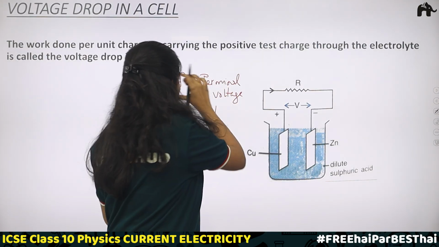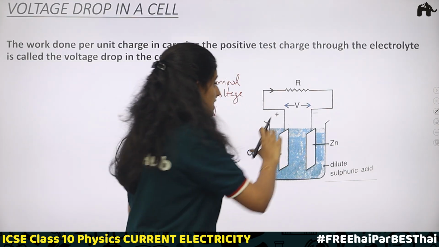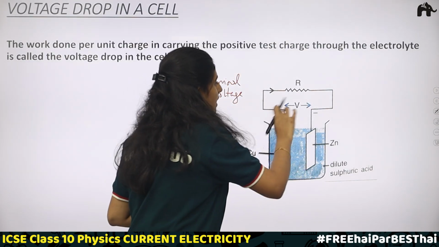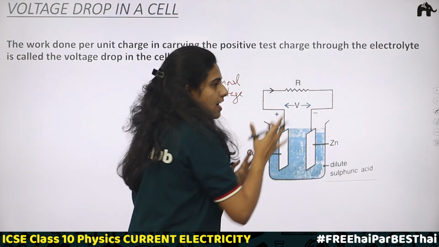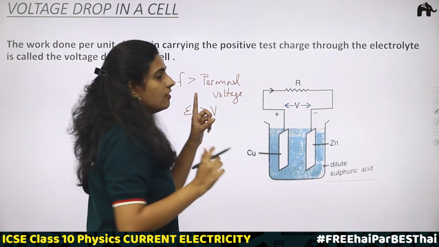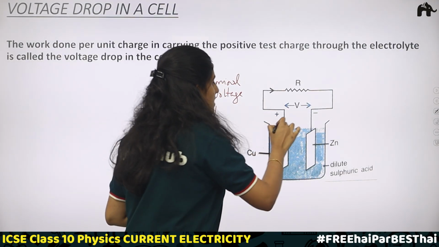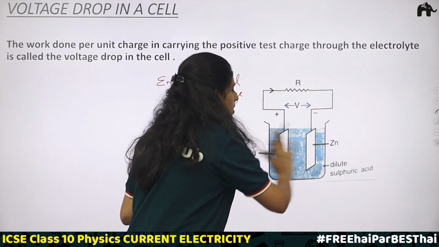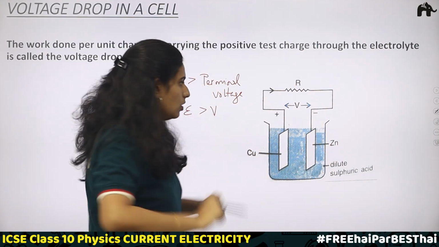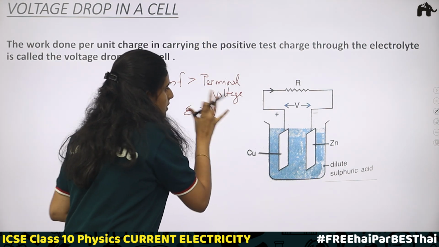When you consider EMF, you are considering the work done inside the electrolyte, inside the cell, and the work done outside the cell to move the charges. But in the case of terminal voltage, we are just considering the work done in moving charges outside the cell. Inside the cell, whatever happens does not matter. So the EMF will always be greater than the terminal voltage.